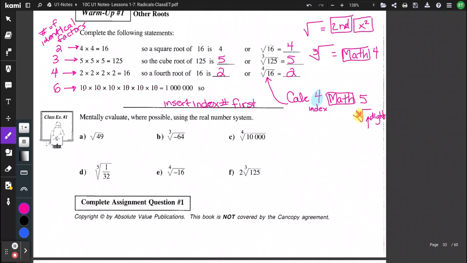So if I go square root of 49, we know the answer is positive 7. If I wanted the answer negative 7, they would have put a negative sign in front. The next one is a cube root, so it's allowed to have a negative underneath, and it's saying negative 64. So I'm going to grab my calculator, and I'm going to go math 4, negative 64, enter. And that'll give you the answer, negative 4.